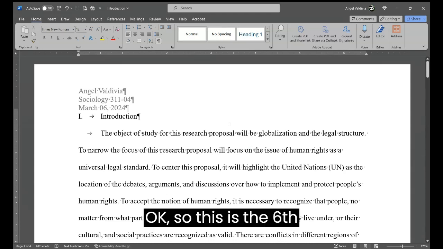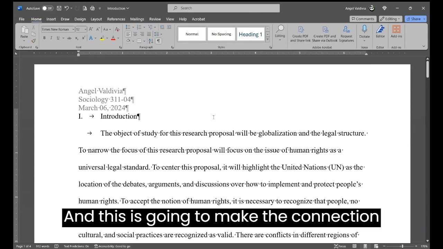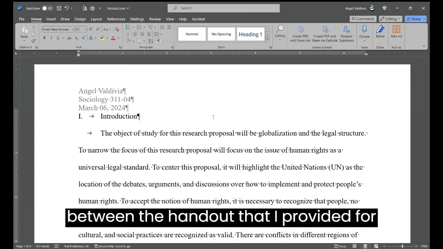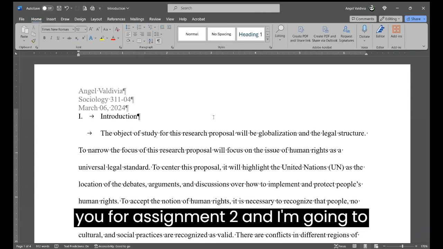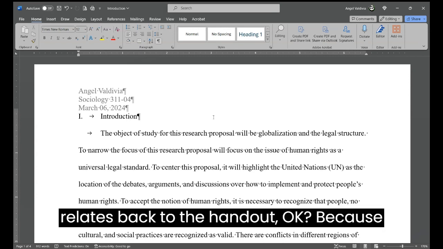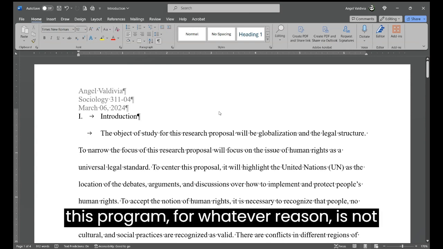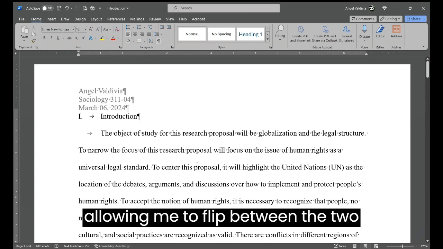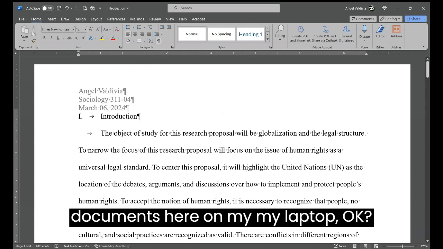Okay, so this is the sixth video, or the fifth video, and this is going to make the connection between the handout that I provided for you for assignment two, and I'm going to indicate what part of the essay relates back to the handout. Okay, because this program, for whatever reason, is not allowing me to flip between the two documents here on my laptop.